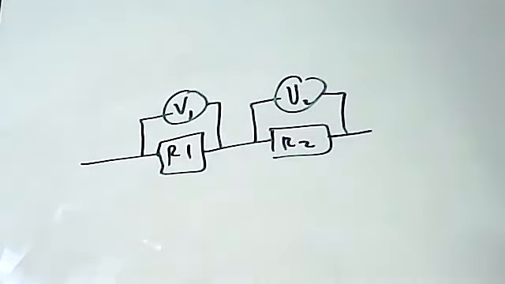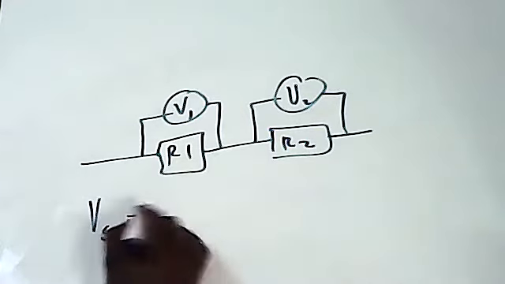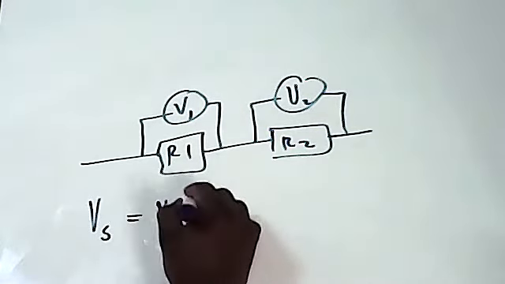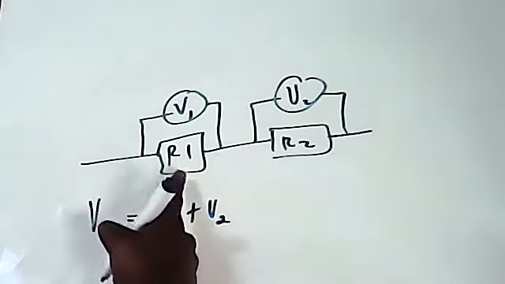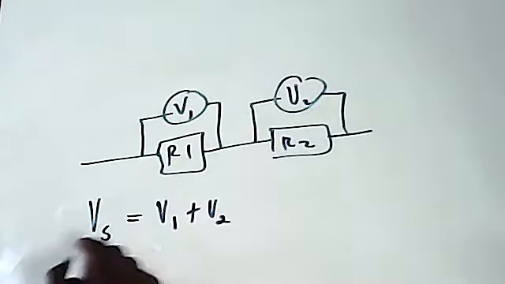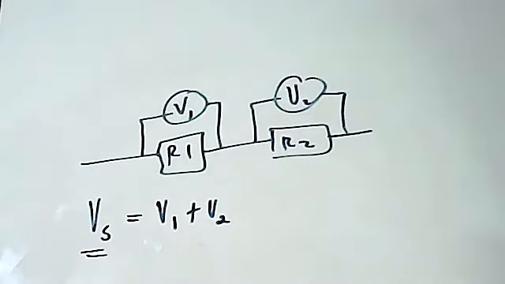So the total voltage that is supplied to the whole circuit, which is this circuit connected in series, will be the sum of voltage 1 plus voltage 2. Because we know that resistor 1 and resistor 2 cannot have the same voltage because they are in series, but they will have the same current. So when we add the voltage of this resistor and the voltage of this resistor, we will get the voltage of the whole circuit.